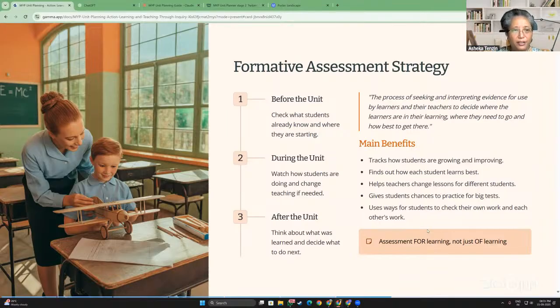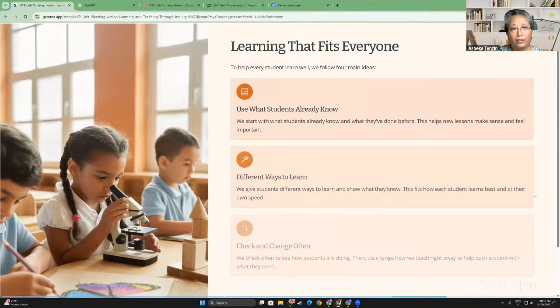Formative assessments are for us as teachers to know how much the students have understood what we are trying to teach. They give students chances to practice for big tests and use ways for students to check their own work and each other's work. So peer assessment is also a formative assessment.